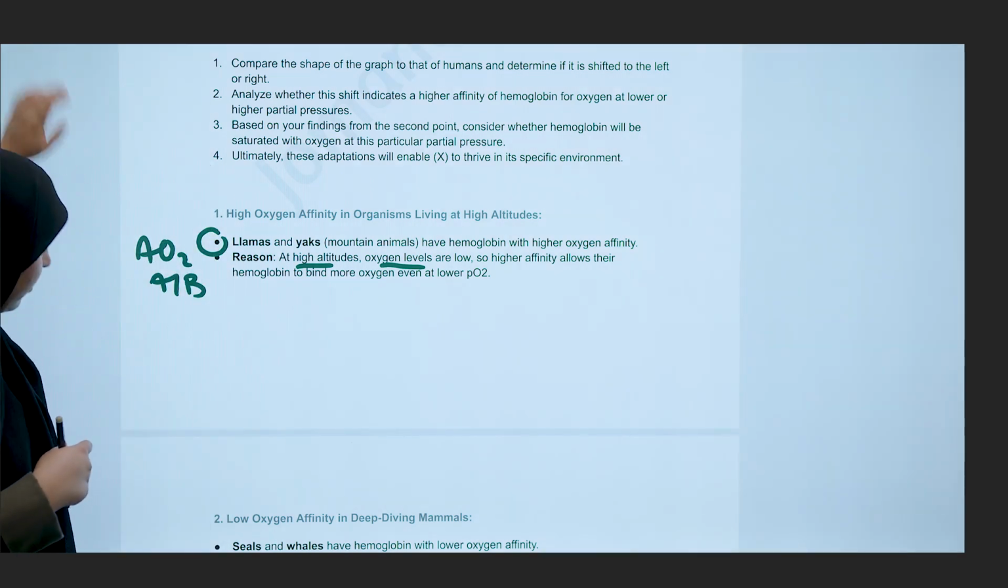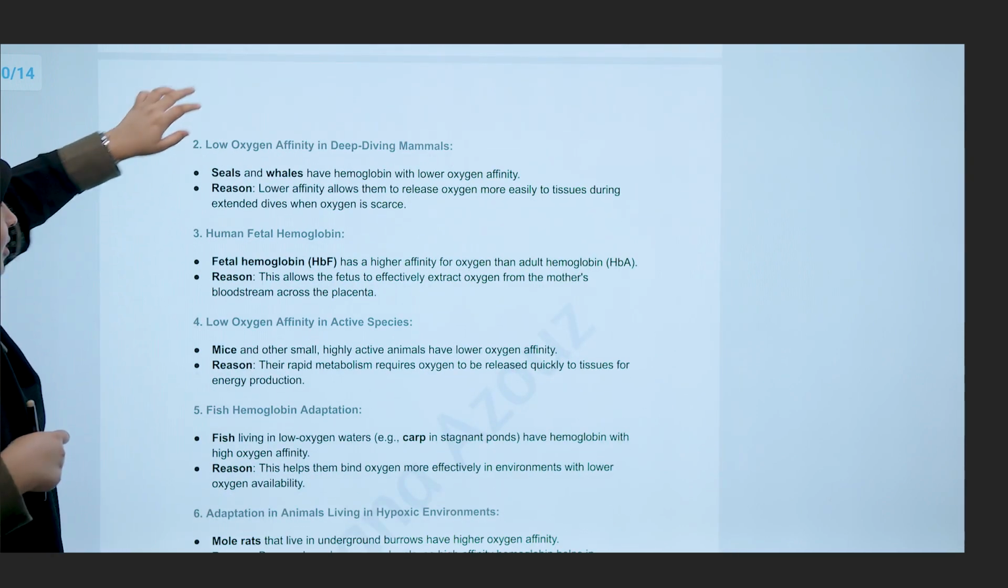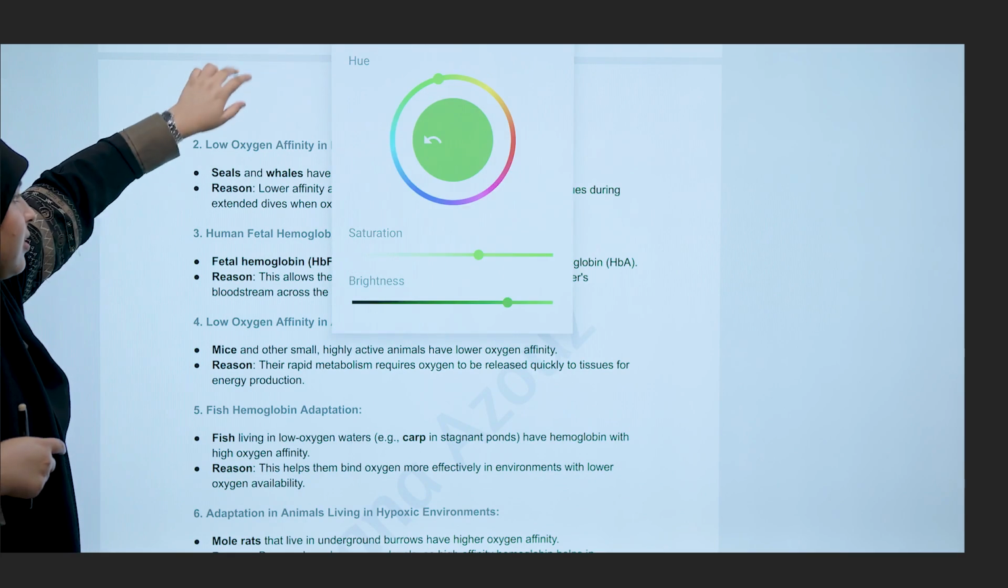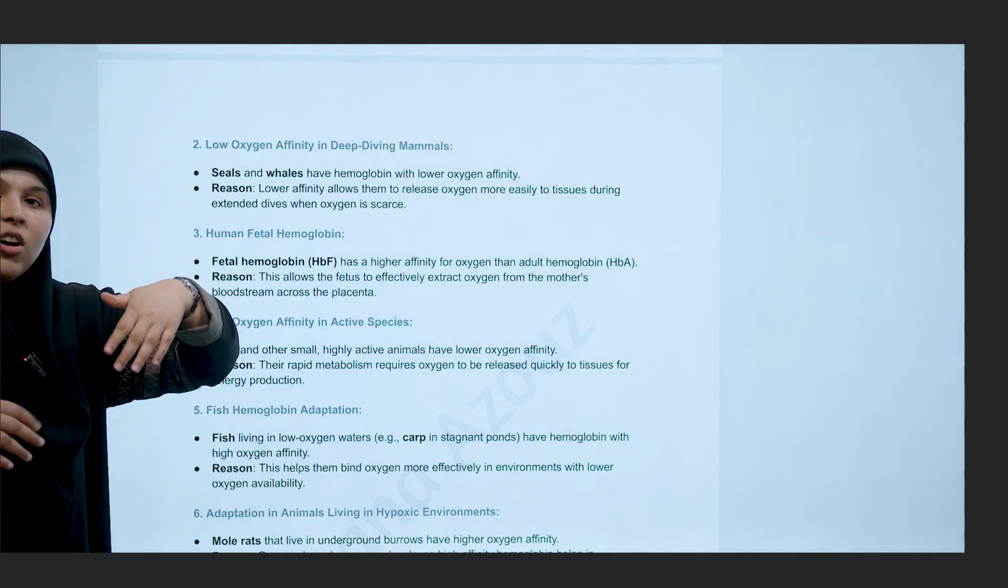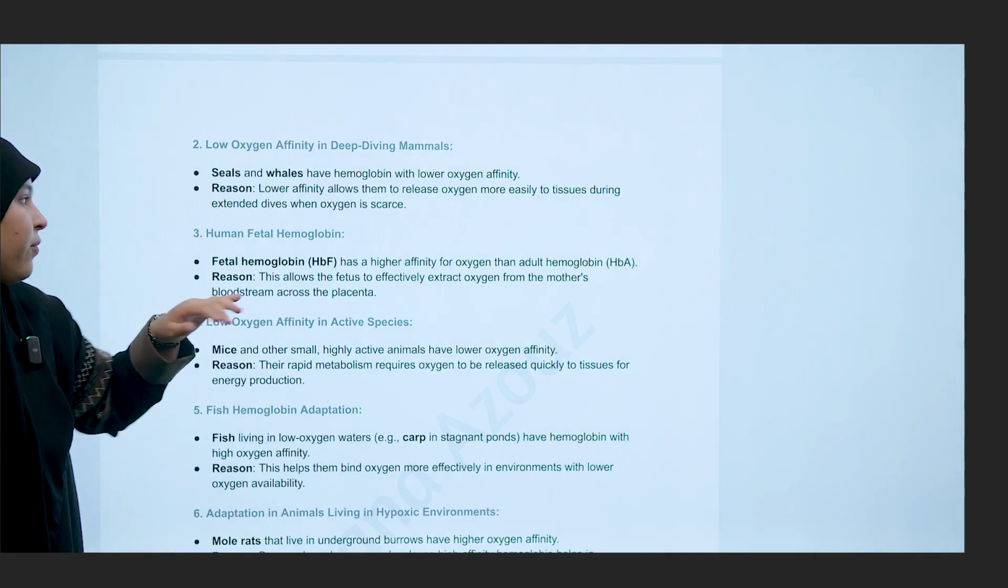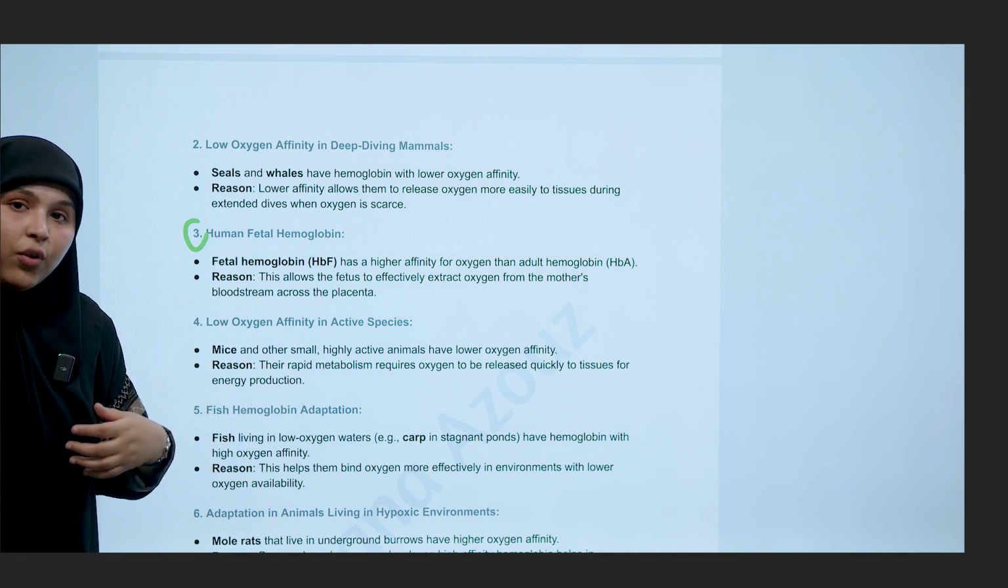The second example is going to be the deep diving mammals. This is not as high yield as the third one, but it's the same concept. Like whales, they live in areas where there's less oxygen, so they must have a higher affinity. The third is human fetal hemoglobin, because they need to extract oxygen from the mother.